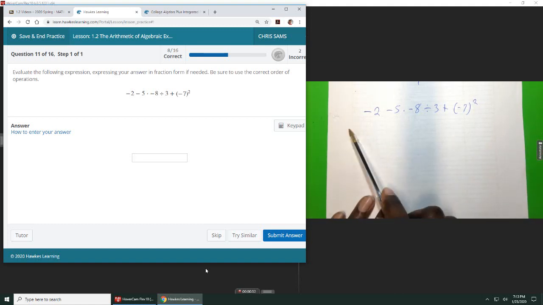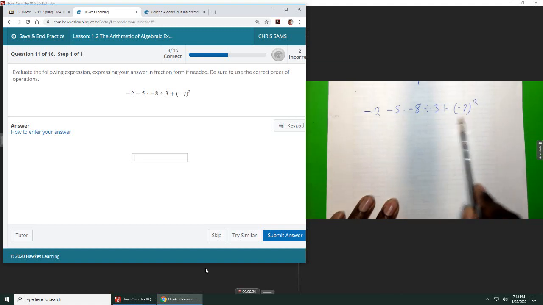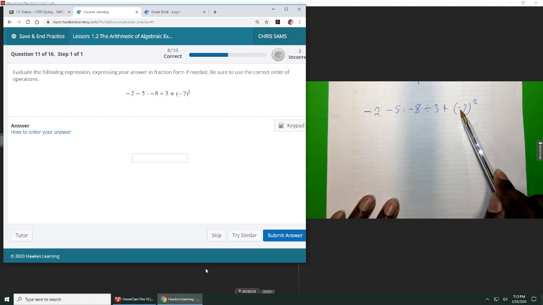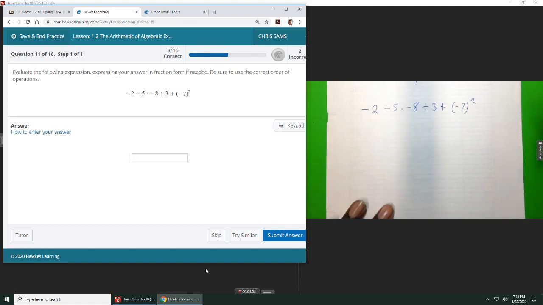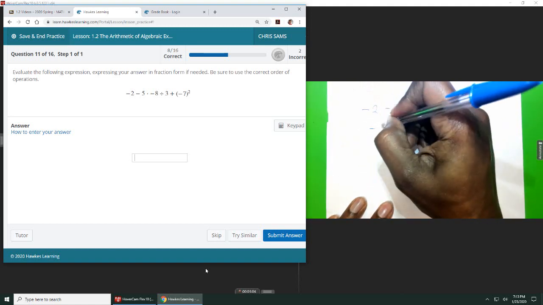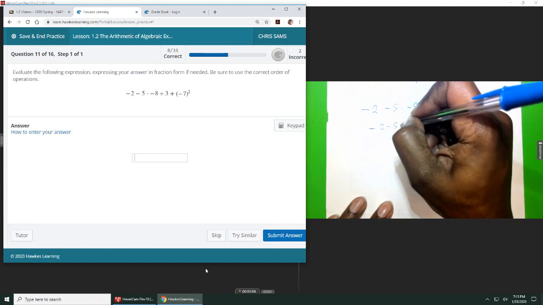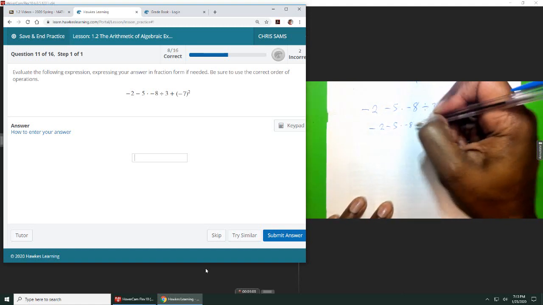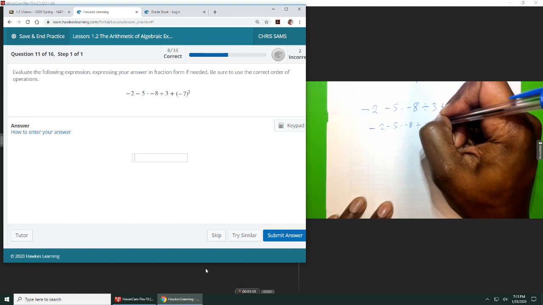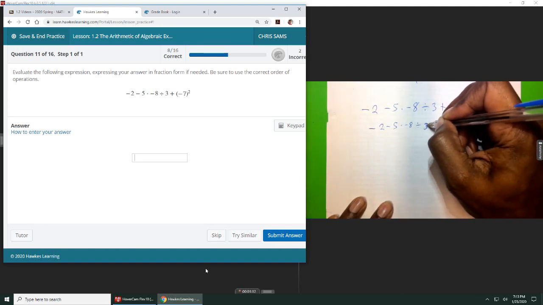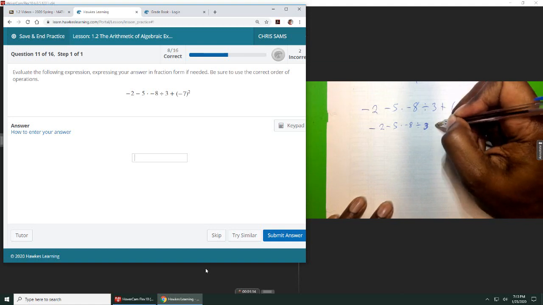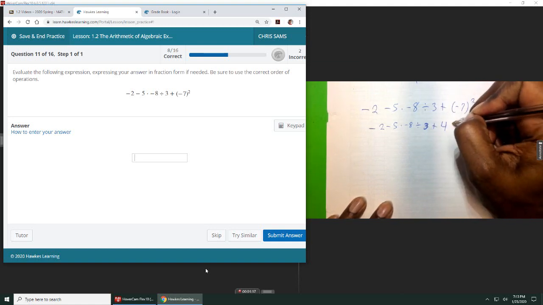All right, so working this problem out, I have parentheses, exponent here. I will have to do this first. So -7 squared, which means -7 times -7 gives you a positive 49. So I'm going to bring everything else down. -2 minus 5 times -8 divided by 3. It's not a 3. Okay, and then it's going to be plus, and this becomes 49.